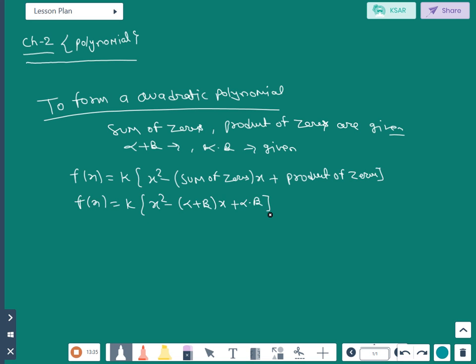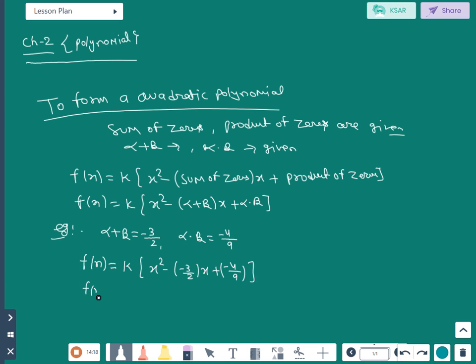What is the second method? The second method is by using the comparison. Let's take a question. For example, if the sum of zeros is minus 3/2 and the product of zeros is minus 4/9, then form a quadratic polynomial. Students, what is given? Sum of zeros is minus 3/2, product of zeros is minus 4/9. Then how will we form the quadratic polynomial? Put the values in the formula: f of x equals k x square minus sum of zeros, minus 3/2, x plus product of zeros, minus 4/9. So f of x is equal to k x square plus 3x/2 minus 4/9.